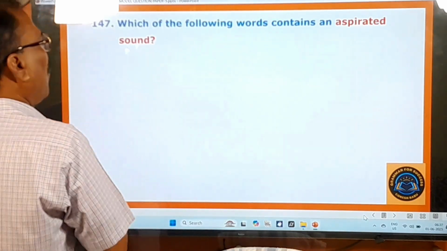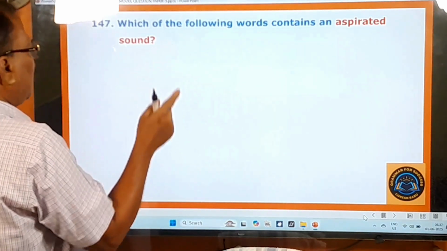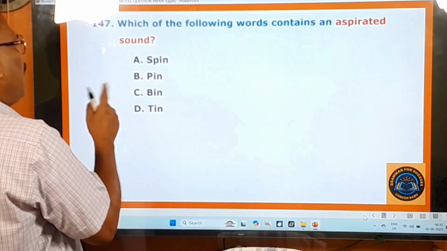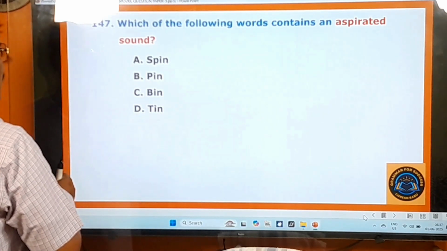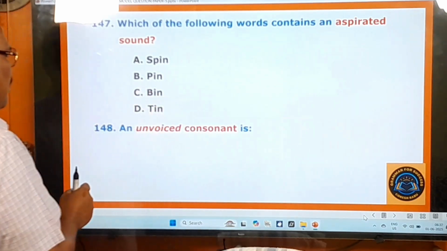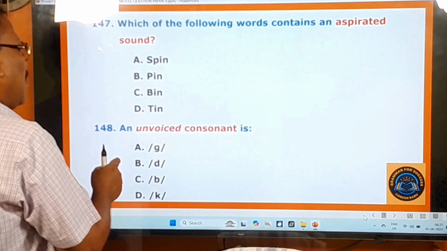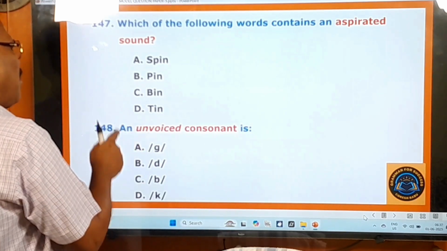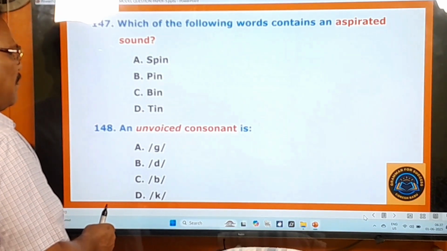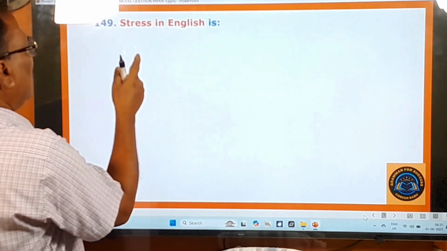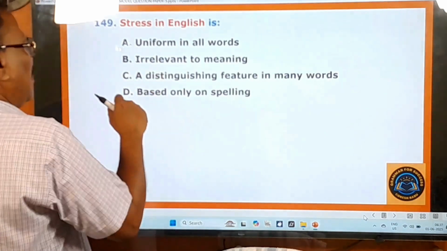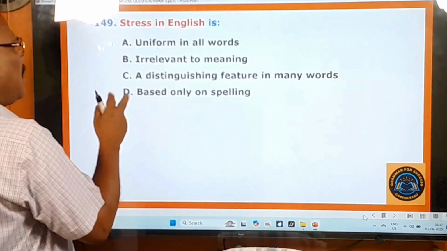147th question. Which of the following words contains an aspirated sound? Spin, pin, bin, tin. 148th question. An unvoiced consonant is? These are all the options. You choose the consonant which is unvoiced from these options. Okay. And now you move on to other questions. 149th question. Stress in English is uniform in all words, irrelevant to meaning, a distinguishing feature in many words, based only on spelling.